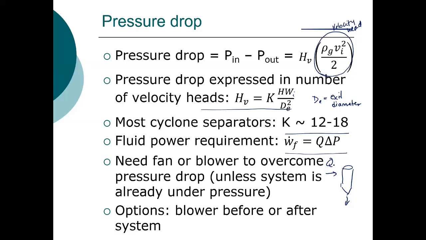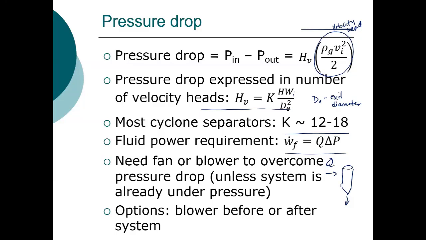Now it's cleaner gas that passes across the blower. You have fewer maintenance problems, but then the cyclone is operating under weak vacuum. And if there are leaks in the seals, then you're likely to entrain some of that particulate that you've removed back into the gas stream. So you get poor removal. So there's advantages and disadvantages of both.